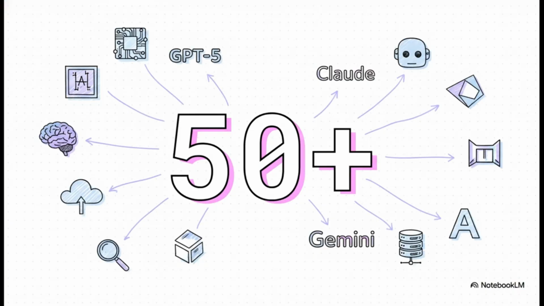And listen, we're not just talking about a couple of models here. No, we're talking about over 50 of the industry's biggest players. I mean, think about it. GPT-5, the newest Claude, Gemini, all of them just lined up, ready for you to use through one single point of access. The power of putting all that together in one place, it's huge.